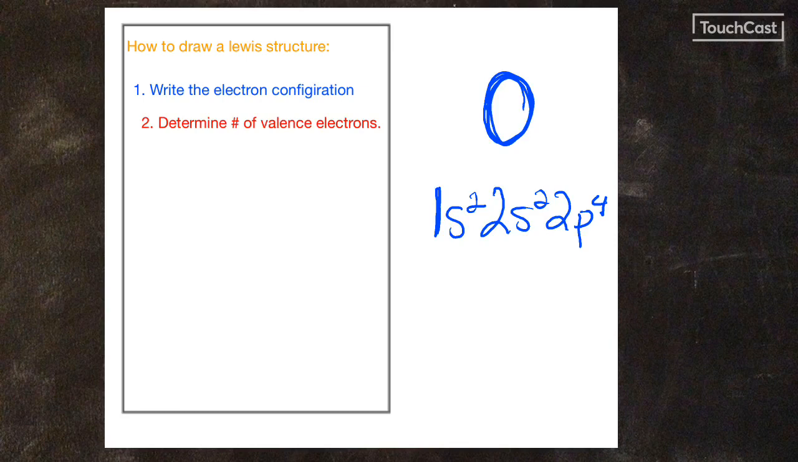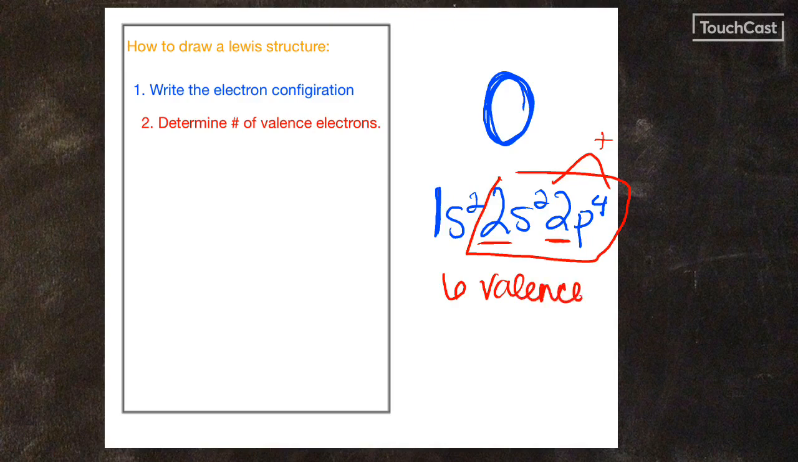Step 2 is to determine the number of valence electrons. What you do is you figure out whatever has the highest number in front. You take that and you add its exponents. So we have 6 valence electrons.